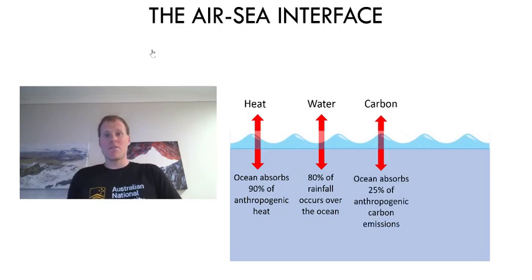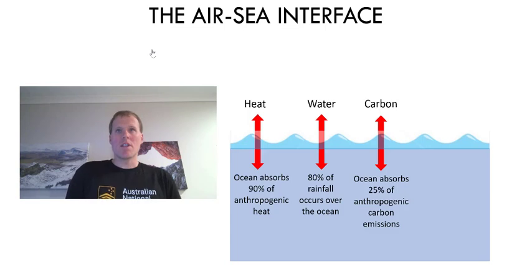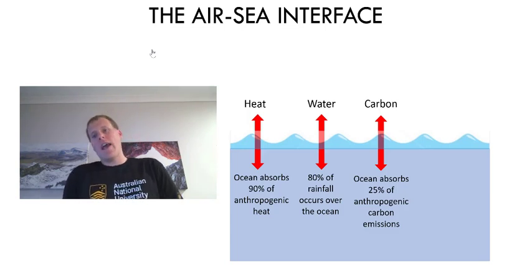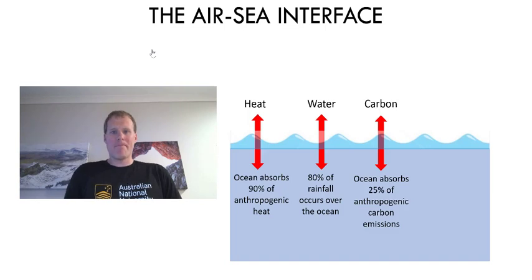The next flux is, of course, a flux of carbon that occurs through the ocean surface. So the ocean is currently absorbing about 25% of the excess carbon emissions that we're putting into the atmosphere, which again is reducing atmospheric concentrations and therefore keeping the climate cooler than it would otherwise be.